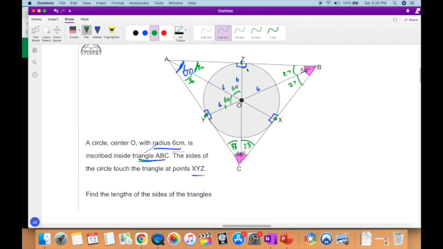This is 90, this is 27, so 27 plus 90 is 117. 180 minus 117 is 63. That means that this will also be 63. And if this is 33 and 90, 33 plus 90 is 123, and 180 minus 123 is 57. So that means this is going to be 57 and this is going to be 57.